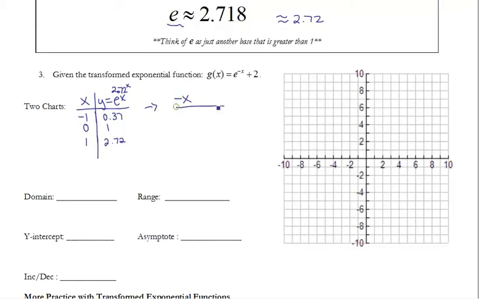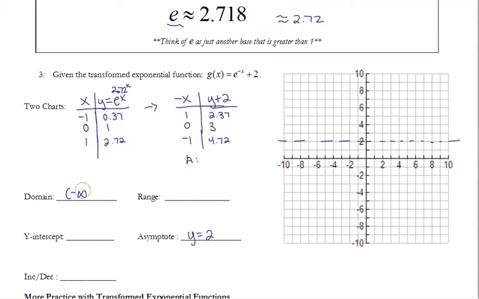So we have a horizontal reflection, or reflection over your y-axis, and then a vertical shift up 2. So our x values change in sign, and then our y values go up by 2. So everything adds 2, which means that our asymptote is going to go up by 2. And remember, that's the first thing you want to graph. Always the first thing you want to graph.